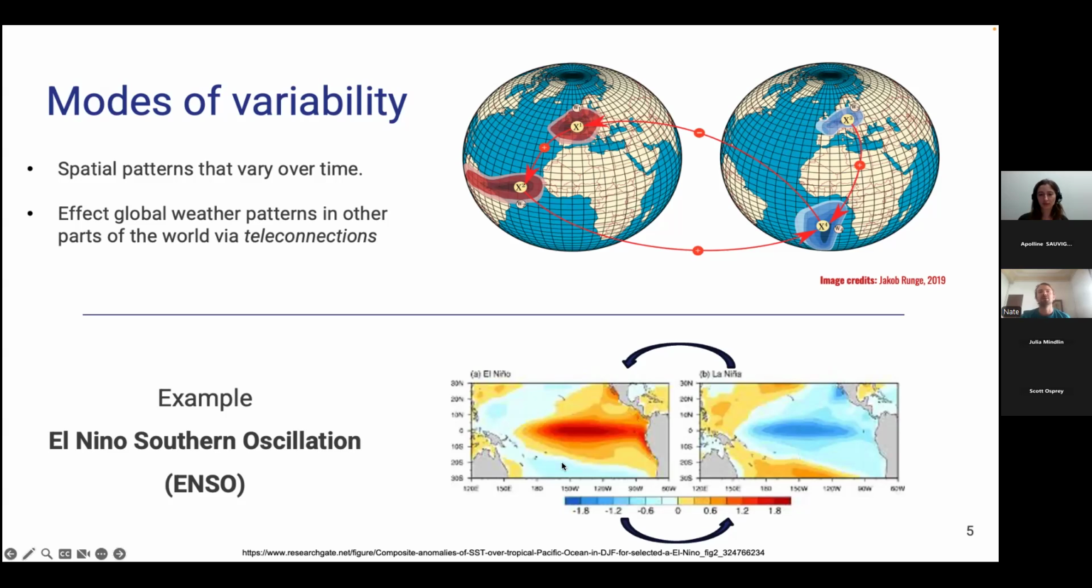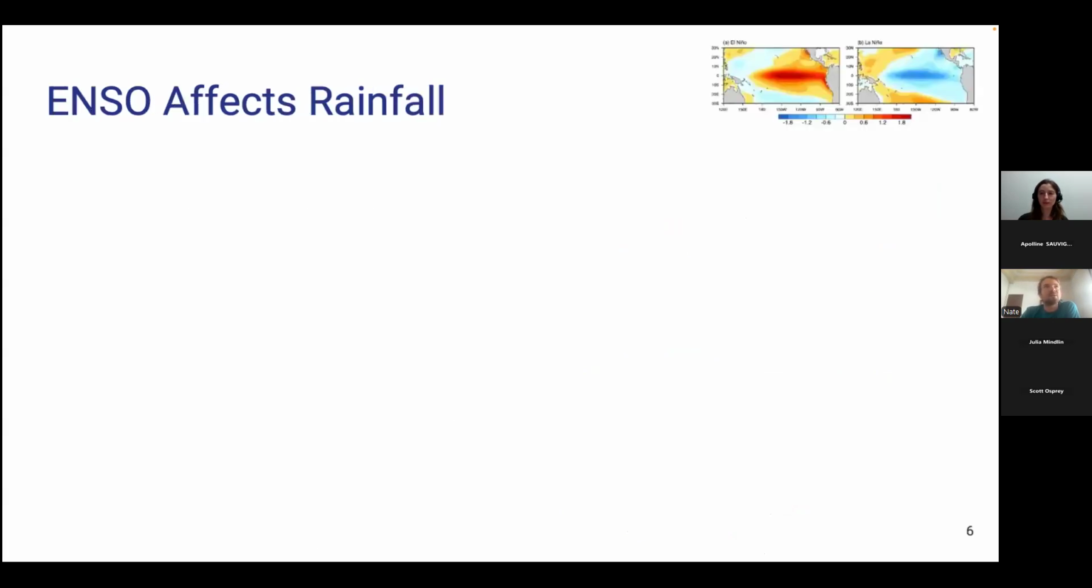But these are the patterns that you normally see. You see this El Niño pattern, which is warming in the Pacific, and the La Niña pattern, which is more cooling, and you oscillate between these two patterns. It's normally called the El Niño Southern Oscillation, or ENSO. This is a super common mode of variability. And this ENSO affects rainfall throughout the world.